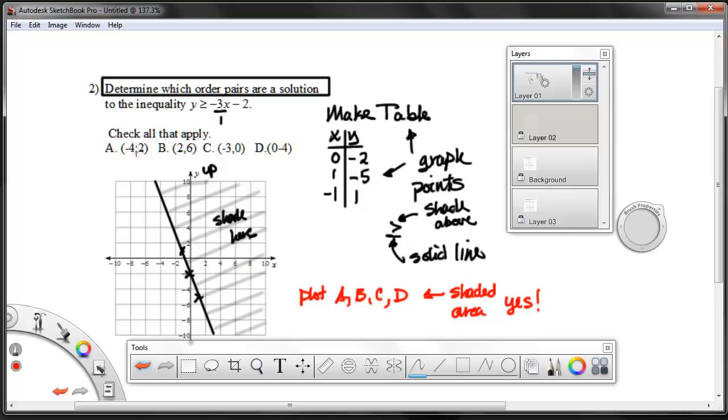Okay, let's graph a negative 4 and 2. There's a negative 4 and 2. It's outside the shaded area, so that is a no. 2 and 6 is in the shaded area, so it is a yes. Negative 3 on the x and 0 on the y, that's a no. And 0 and a negative 4 down right there, that is also a no. So the only solution to this one will be point B.